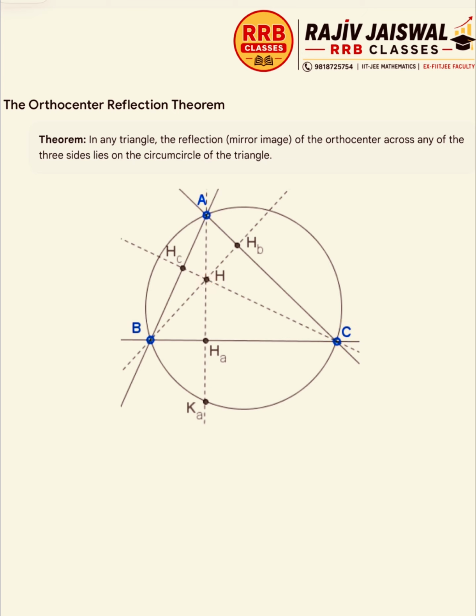This is a very important property, and IIT-JEE directly asked a question based on this property. We will discuss that question also. So what is the property? If H is the orthocenter and BC is a side of the triangle, then the reflection of H from this side will lie on the circumcircle of the triangle. This is the theorem. And let's discuss the question that came in the IIT-JEE.